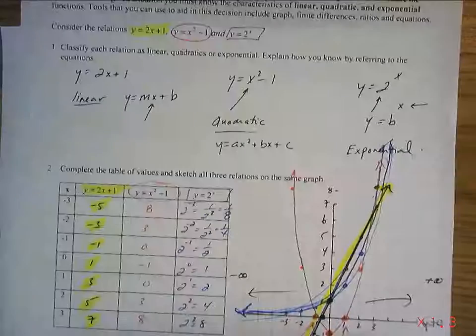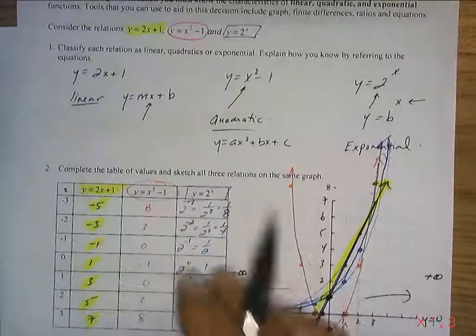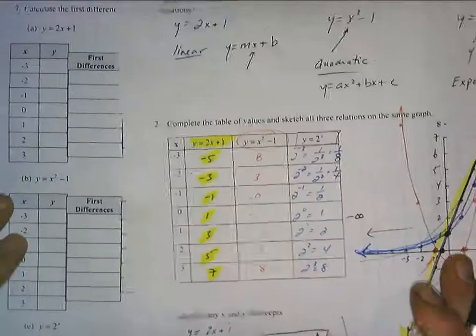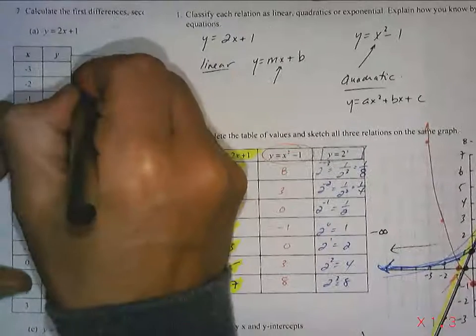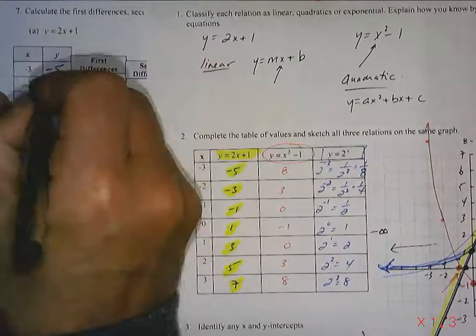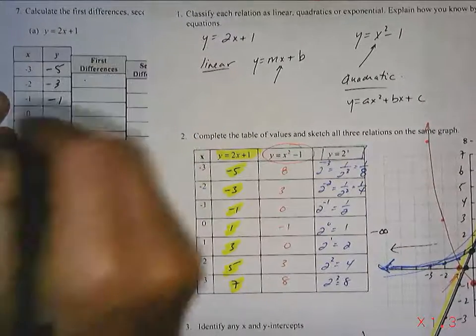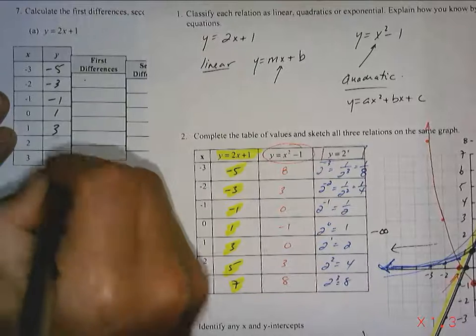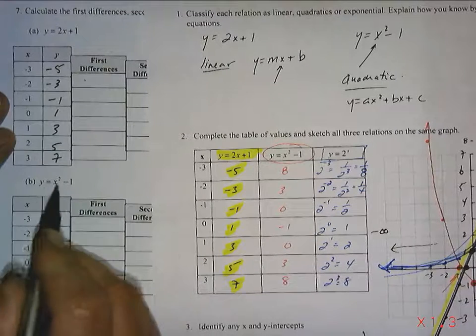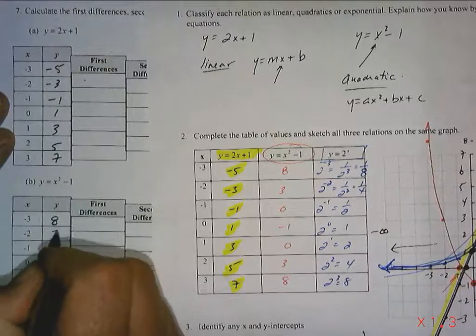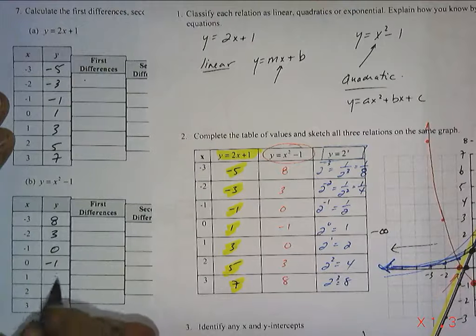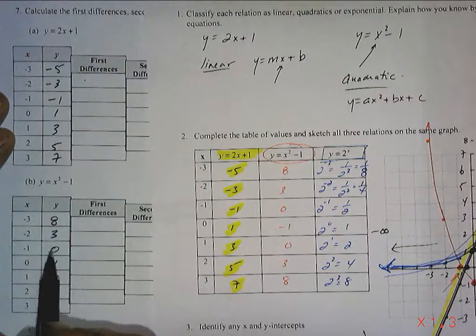I'm going to go back. These are all the y values. So I'm just going to transpose all these values over, okay? So this is going to be -5, -3, -1, 1, 3, 5, and 7. I'll do the same for the quadratic. So it's 8, 3, 0, -1, 0, 3, 8.